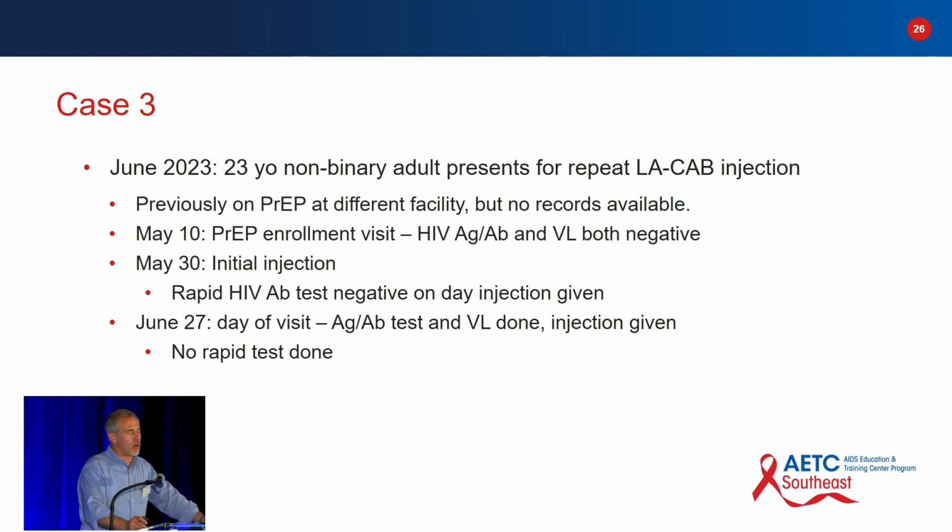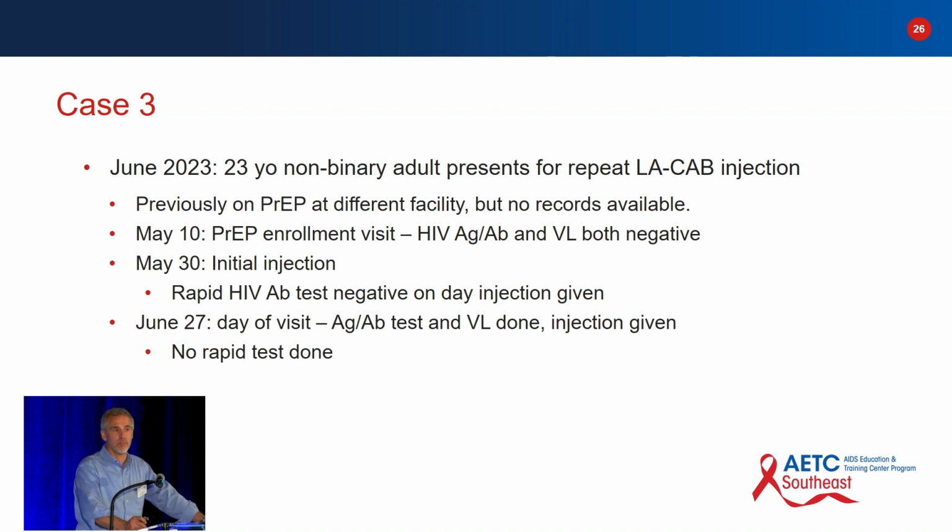So this case describes a call that we received from a provider who was working in a high volume pre-exposure prophylaxis clinic. And he was caring for a 23-year-old non-binary adult who had recently presented for a repeat LA CAB injection. According to the caller, this person had previously been on PrEP at a different facility, but did not have records. They had their initial enrollment visit at the caller's clinic on May 10th.